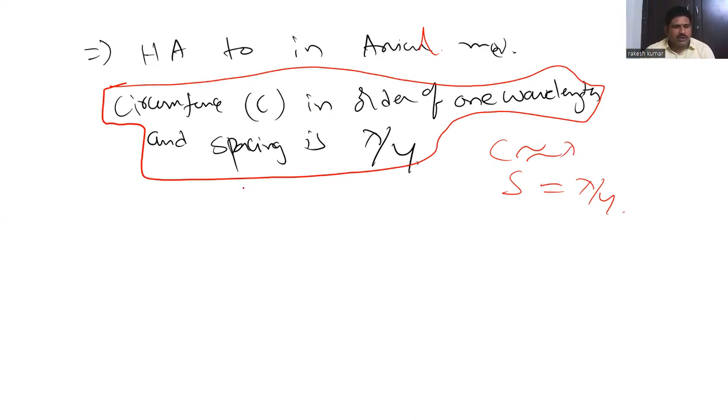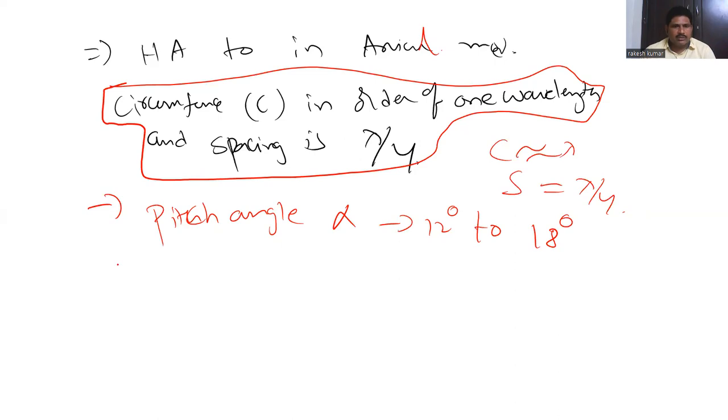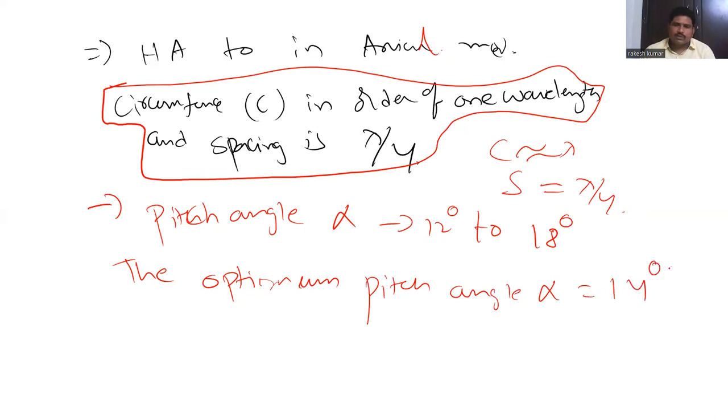Generally for a helical antenna, the pitch angle alpha varies between 12 degrees to 18 degrees, and the optimum pitch angle alpha is equal to 14 degrees. The terminal impedance of an axial mode helical antenna is given by 140 C by lambda.